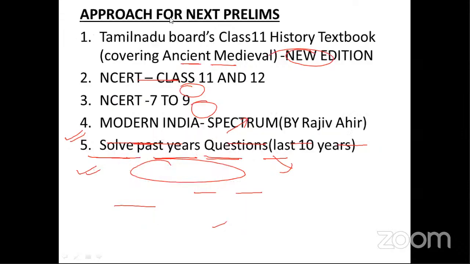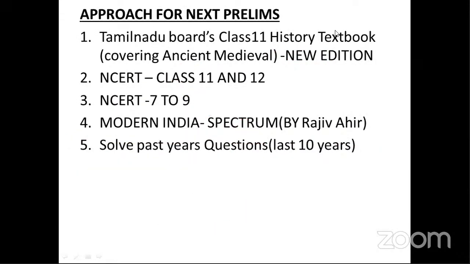So again, for next year, what should be your approach? Your approach should be to first read the Tamil Nadu board class 11 history textbook and the NCERT class 11 history textbook. This book covers both ancient and medieval, very nicely written. You can easily cover this book and find out the important topics. These will be new editions. Then read class 11, 12 NCERT, then NCERT from class 7 to 9. Then read Modern India by Rajiv Ahir, Spectrum, and solve past year questions of the last 10 years.